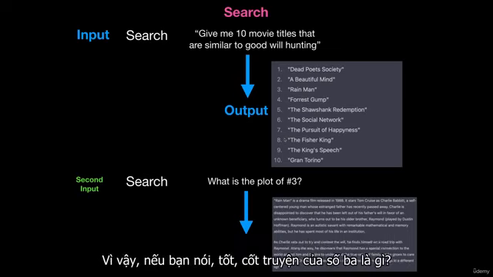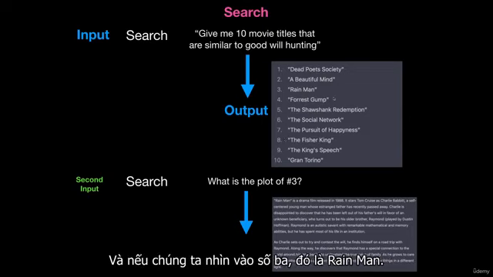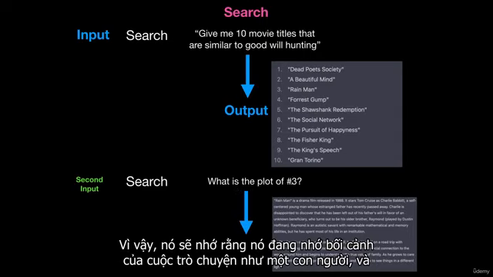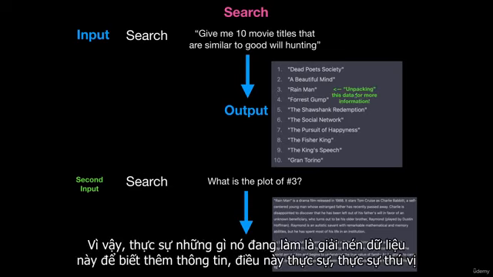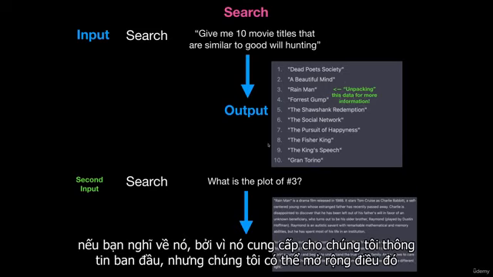So it's like talking to a person. So if you say, well, what is the plot of number 3? And if we look at number 3, it's Rain Man. So it's going to remember. It's remembering the context of the conversation like a human would. And it can expand on this information that it gave us. So actually what it's doing is unpacking this data for more information, which is really, really interesting if you think about it, because it's presenting us with initial information, but we can expand that data.